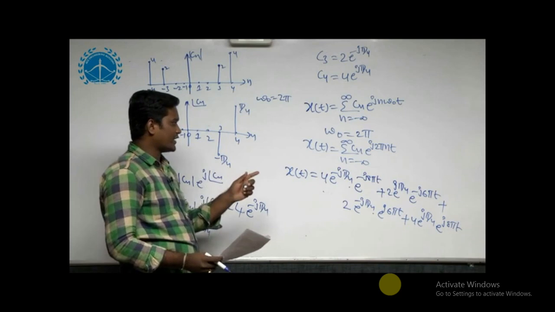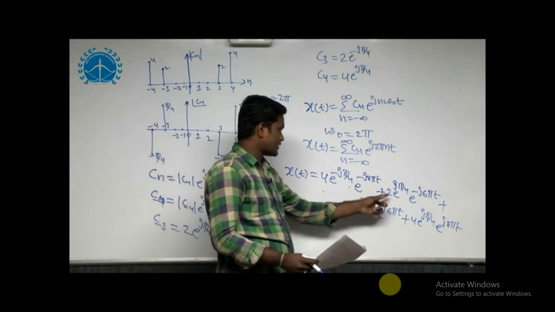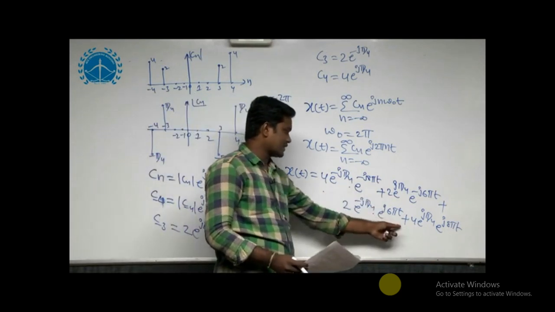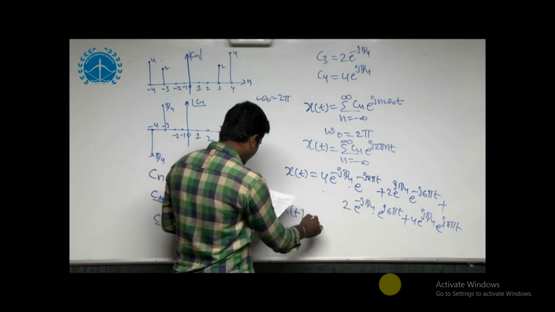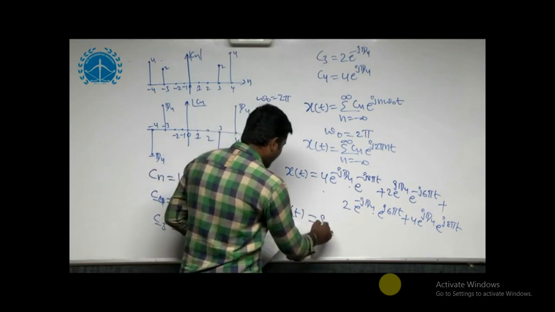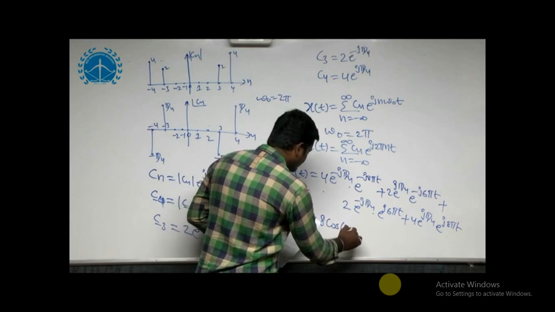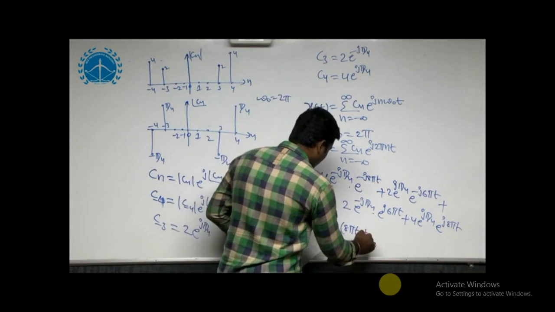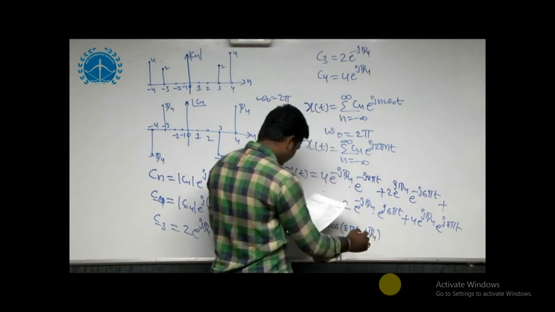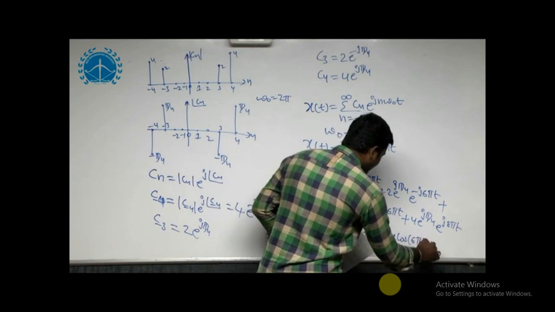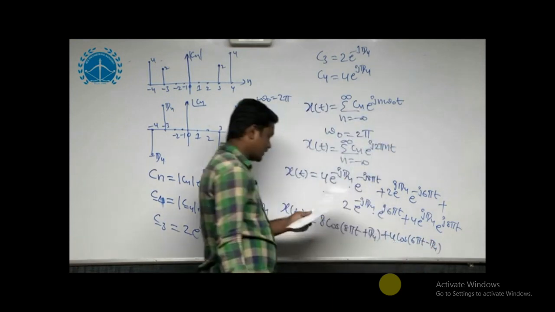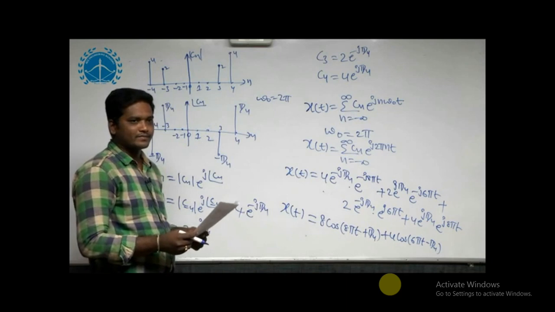Now simplify this. Let us take the terms common and simplify. You are going to get x of t is equal to, finally, 8 cos of 8 pi t plus pi by 4, plus 4 cos of 6 pi t minus pi by 4. So the right answer is B.